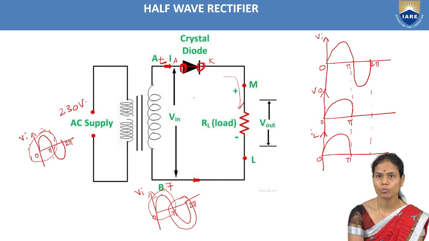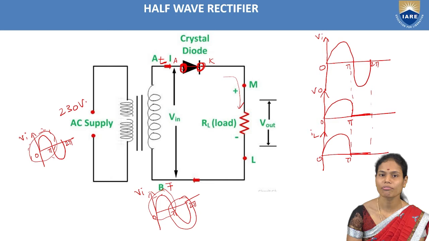Once the diode is open circuit, it provides a very high resistance path so that there is no flow of current through the load resistance RL and there is no output voltage. So during the negative half cycle we are not getting any output voltage or any output current. Because of this reason we call it a half wave rectifier. It utilizes only the positive half cycle of the input for converting into DC form. So that's why it is called a half wave rectifier.